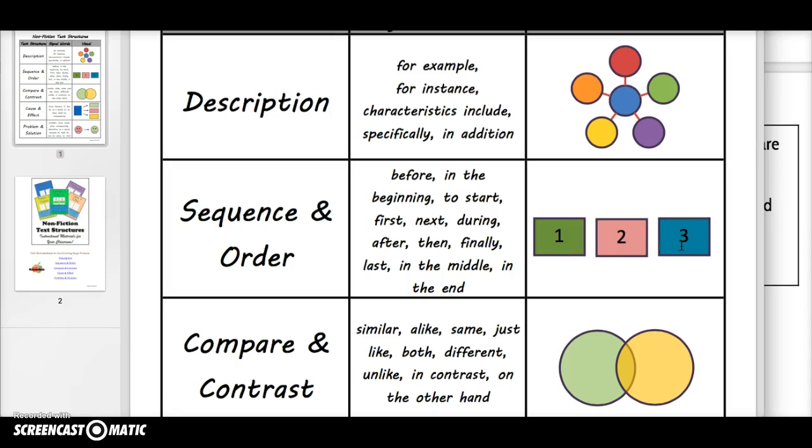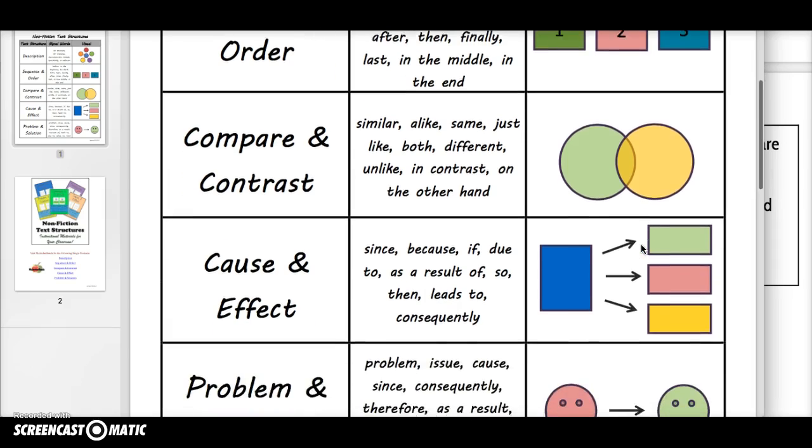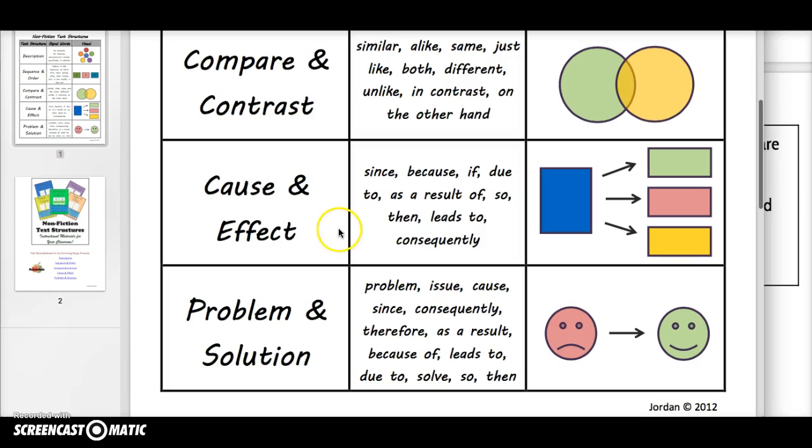The next type of text structure is compare and contrast, and that's where an author is comparing and contrasting two or more different things. The author is going to be looking at how these things are similar and how they are different, so you'll look for words like similar, alike, both, different, things like that. A great way to visualize this is like a Venn diagram. It's almost like your author is making a Venn diagram, but just with words, not a chart, and so they're describing different things.